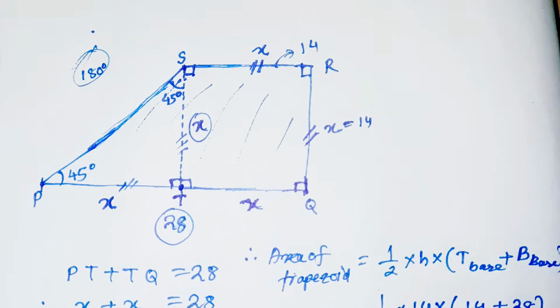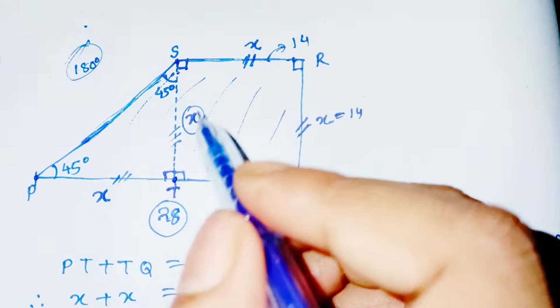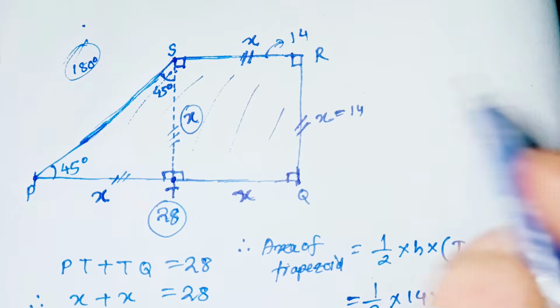And notice how the entire problem became much simpler once we recognize the square and then use the 45-45-90 triangle.